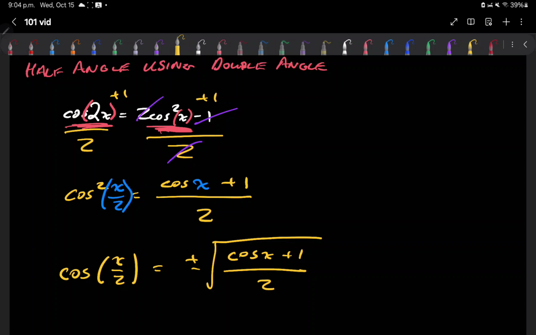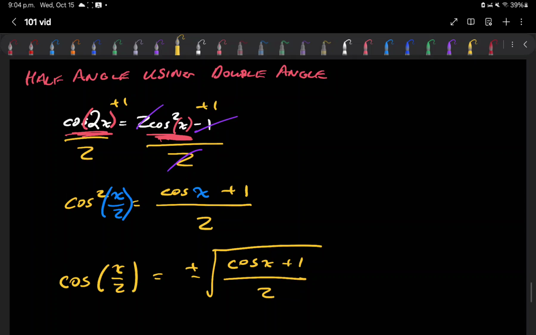So this is our cos half angle identity, but we have to consider what sign we choose when we take the square root. Cosine is positive this way, so that is when you would use your positive square root, and this is where you use your negative square root.